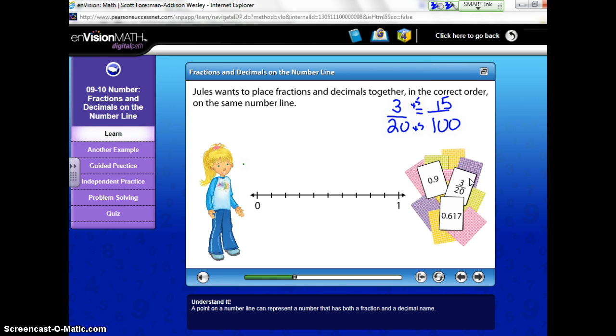How do I write that as a decimal? Cole? 0.15. There you go. So now I have 0.15, I have 0.9, and I have 0.617. Oh boy. Well, I'm going to write these off to the side. Can you see them?